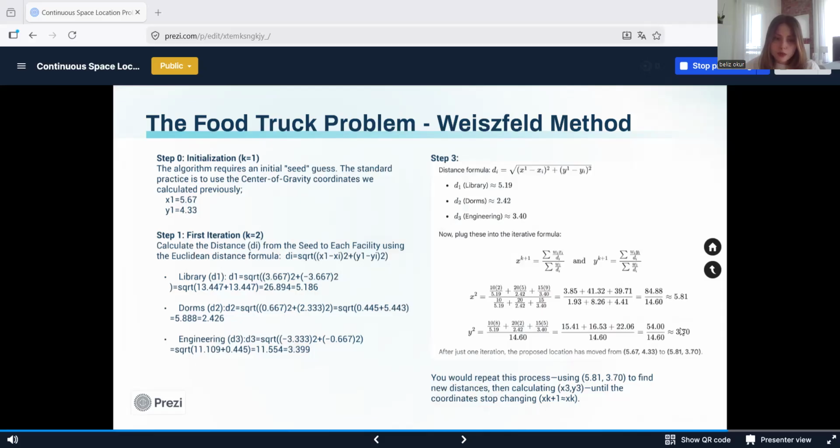The truck is moving. You would then take the new point. This will become our starting point. Calculate the distance again and run the loop again and again until the numbers stop changing. That is when you know you have found the perfect spot.